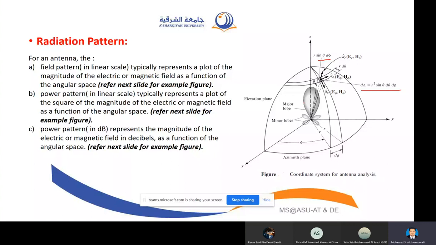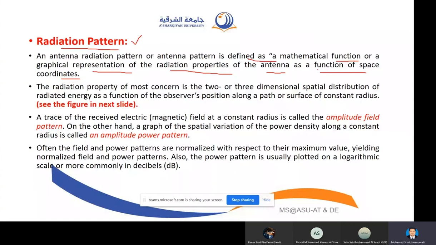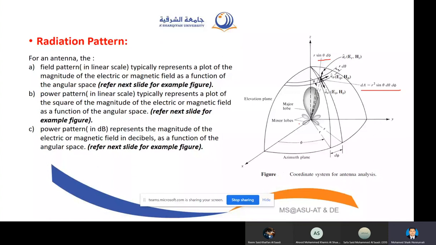For just now, you can understand it is a graphical representation of the radiation properties of an antenna as a function of space coordinates. What are space coordinates? This x, y, and z all come under your general Cartesian space coordinates, right? So if you represent graphically the radiation characteristics of an antenna in the space coordinates, that is known as the radiation pattern. Simple definition.